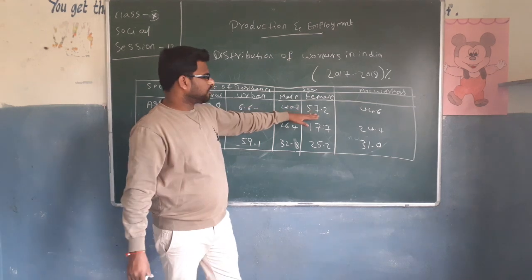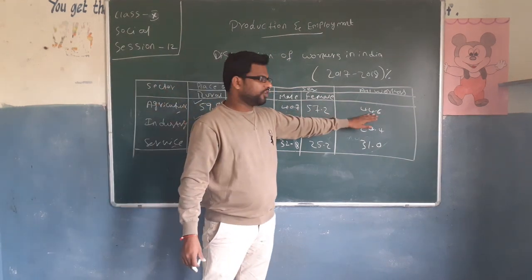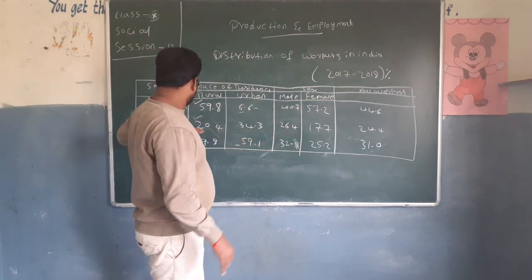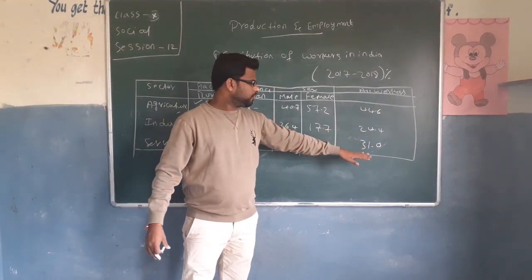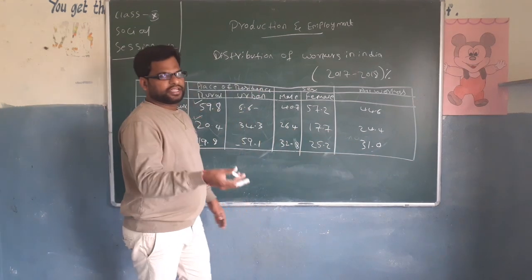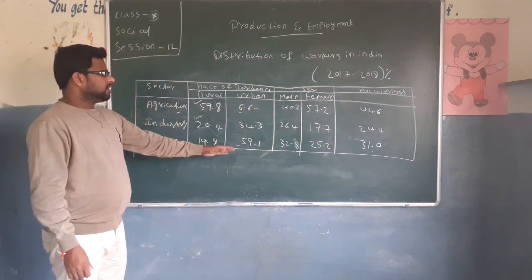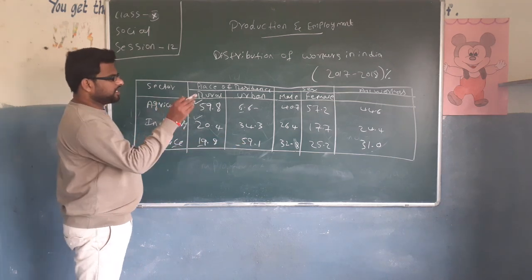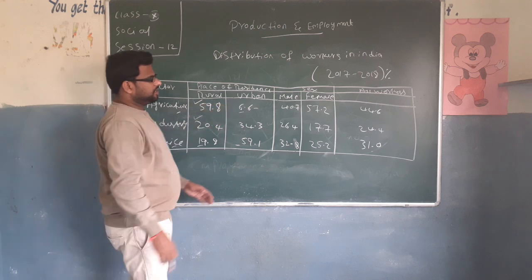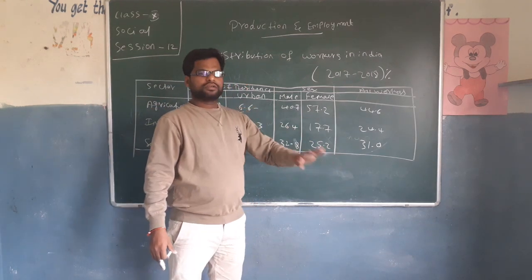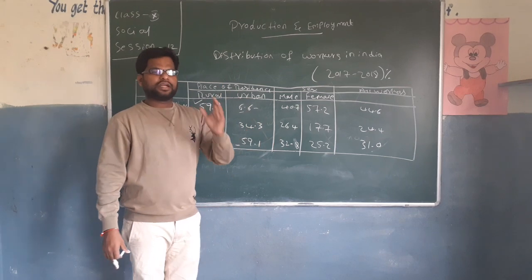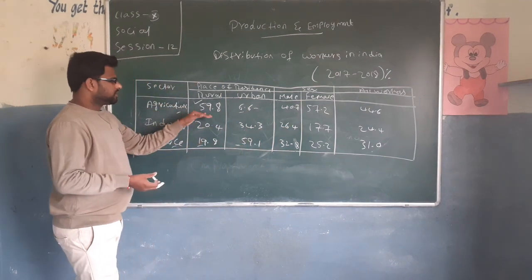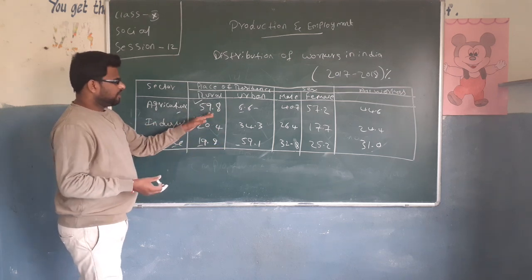In the agriculture sector, urban and rural combined is 44.6 and 24.4, which is taken as an average. Average calculation in industry is 24.4 and 31%. I can say 31.0 is nothing but 31. These 31% of people are involved in service sectors. If you see, agriculture is more because urban and rural combined, there are more in agriculture sectors. Because if you see, 59.8 is more than everything.